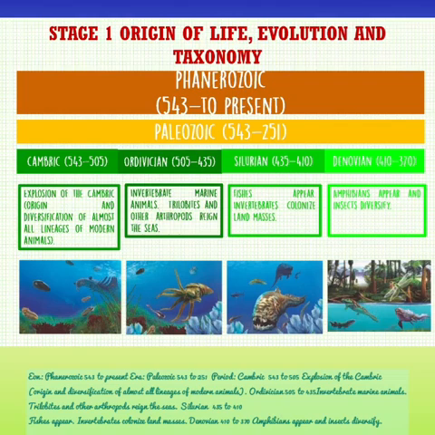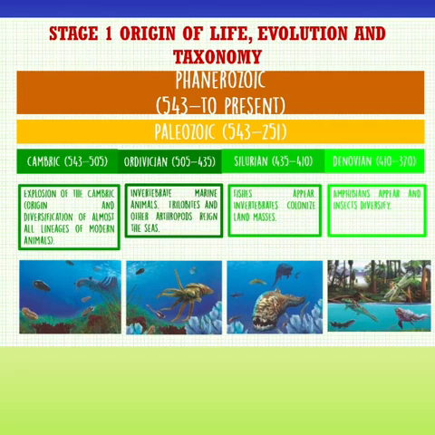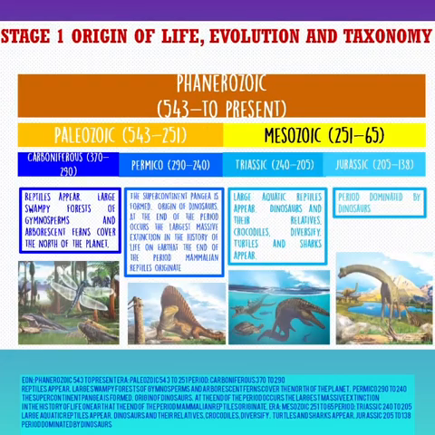Devonian, 410 to 317. Amphibians appear and insect diversity. Eon Phanerozoic, 543 to present. Era Paleozoic, 543 to 251. Period Carboniferous, 370 to 290. Reptiles appear. Large swampy forests of gymnosperms and arborescent ferns cover the north of the planet.